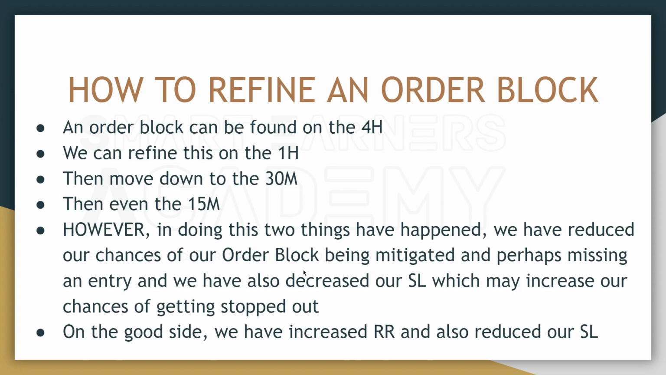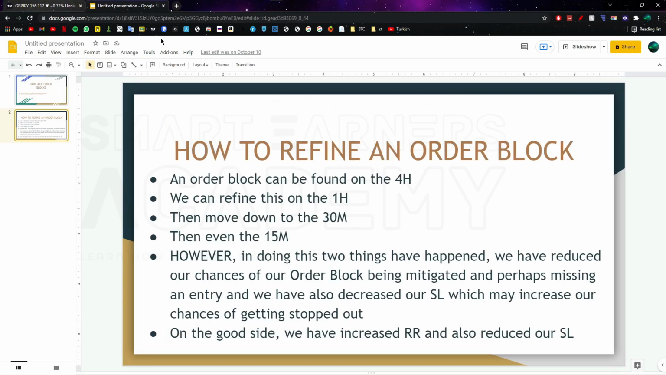And so those two things are important, right? We are increasing our RR and we're reducing our stop loss, which are two really great things. However, one negative side is that we could miss out on the trade because we are reducing the size of the order block, right? So we're reducing the chances that we do get an entry. However, I'd argue that it's more important that we get a good RR and a good stop loss, right? So we can secure those better trades and trade safely and risk properly, right? So let's get into an example.